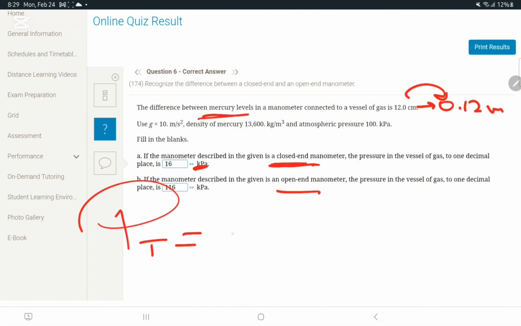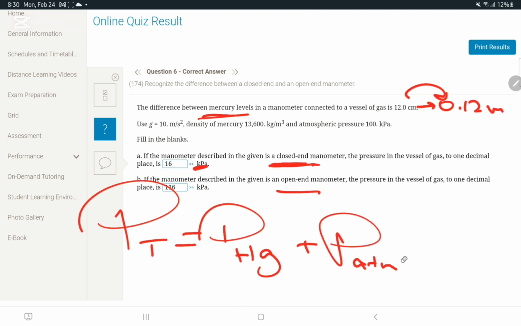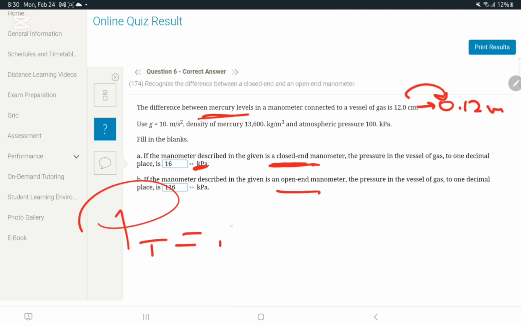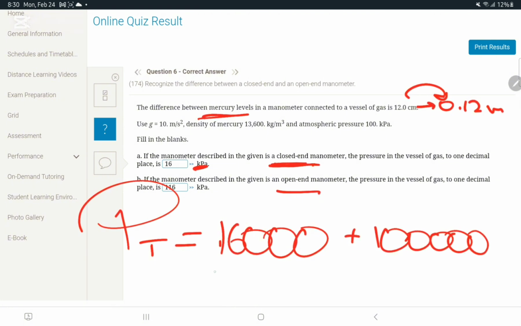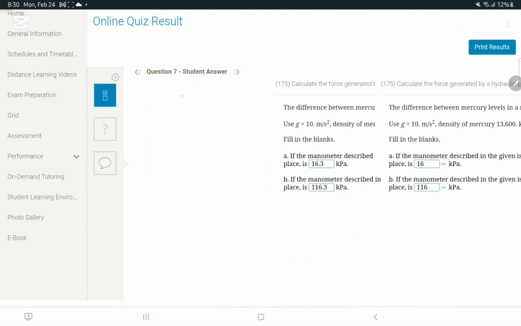So, okay. Now they said open end. The total pressure is equal to the pressure of the mercury plus atmospheric pressure. Pressure of the mercury is what? 16,000 plus atmospheric pressure, which is 100,000. So 16,000 plus 100,000 is 116,000 pascals. But they want it in kilopascals, so it becomes 116 kilopascals.